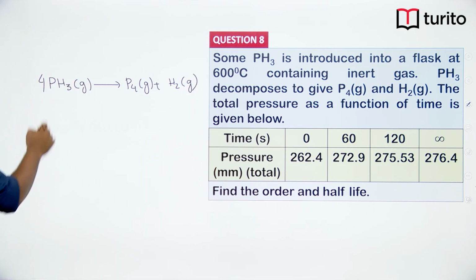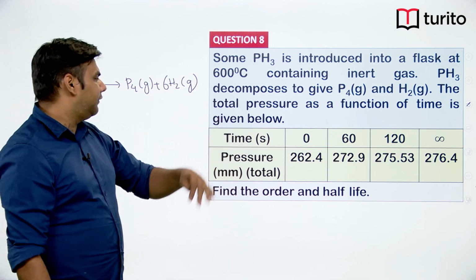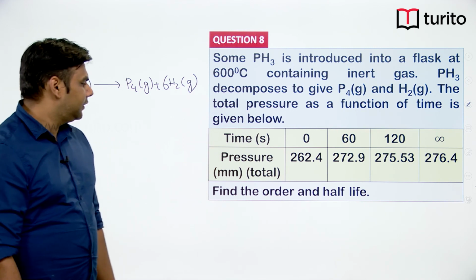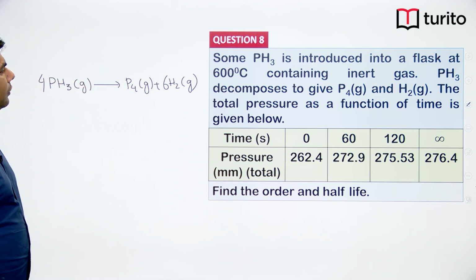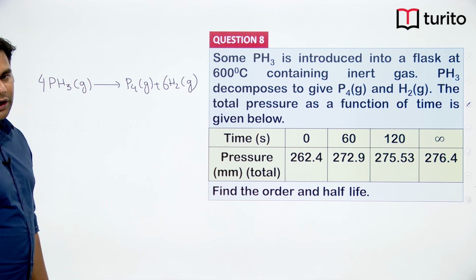So suppose we multiply this with 4. So there are 4 phosphorus and 12 hydrogen. So we have to multiply this with 6. So pressure data has been given to us. Also, we don't know whether it is a first order reaction or not.